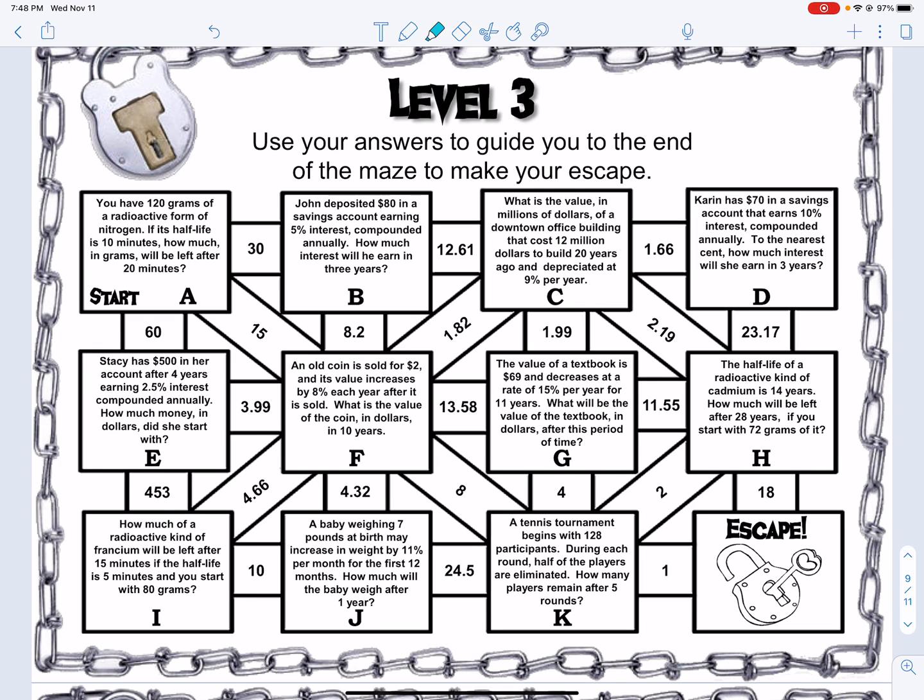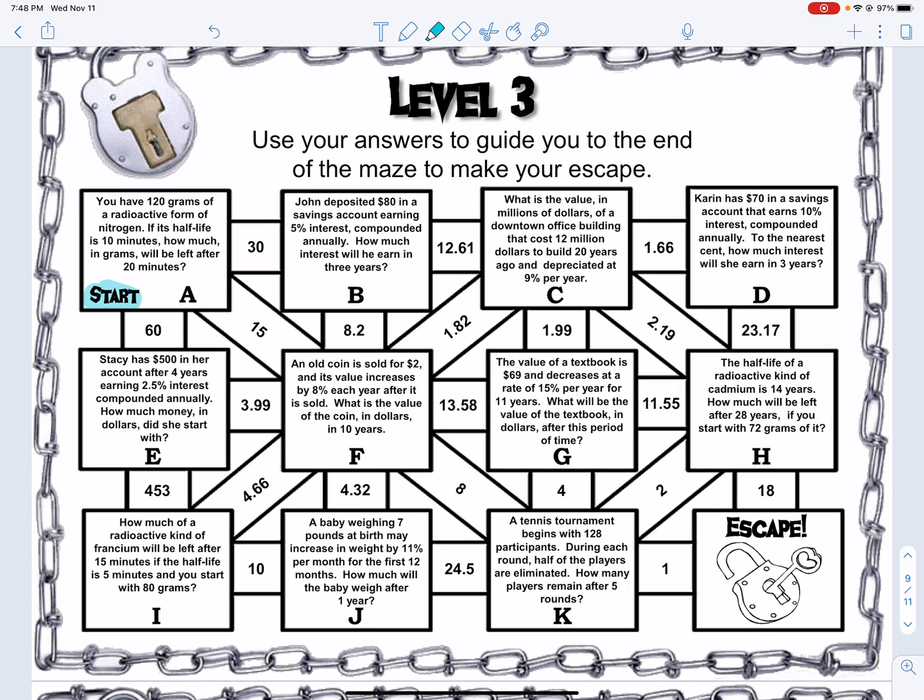So it wants you to start on A. So let's say you're on E, and that's the one you're stuck on. Email me and say, I'm stuck on E on level 3. Can you help me? Yes, I can.